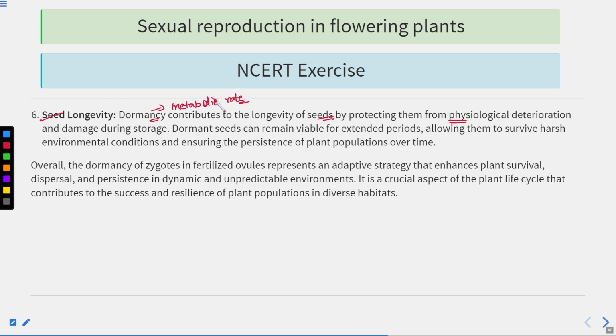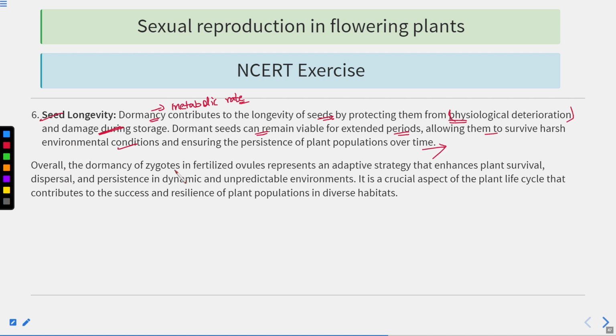So seeds will be viable for a very long duration. Dormancy protects the seed from physiological deterioration. There are a lot of metabolic processes going on within the seeds. Clear? So this protects the seeds from physiological deterioration and damage during storage. Now dormant seeds can remain viable for extended periods, allowing them to survive harsh environmental conditions and ensuring the persistence of the plant populations over time.